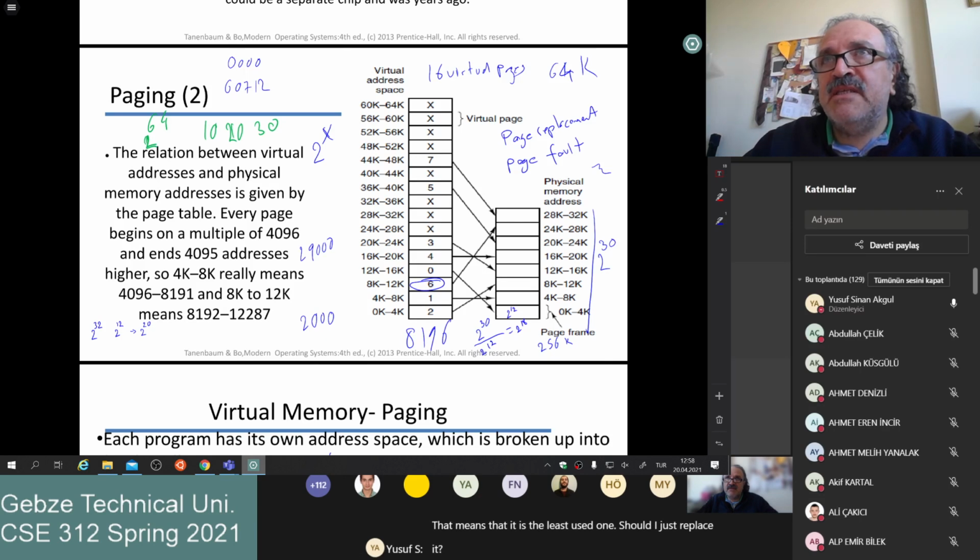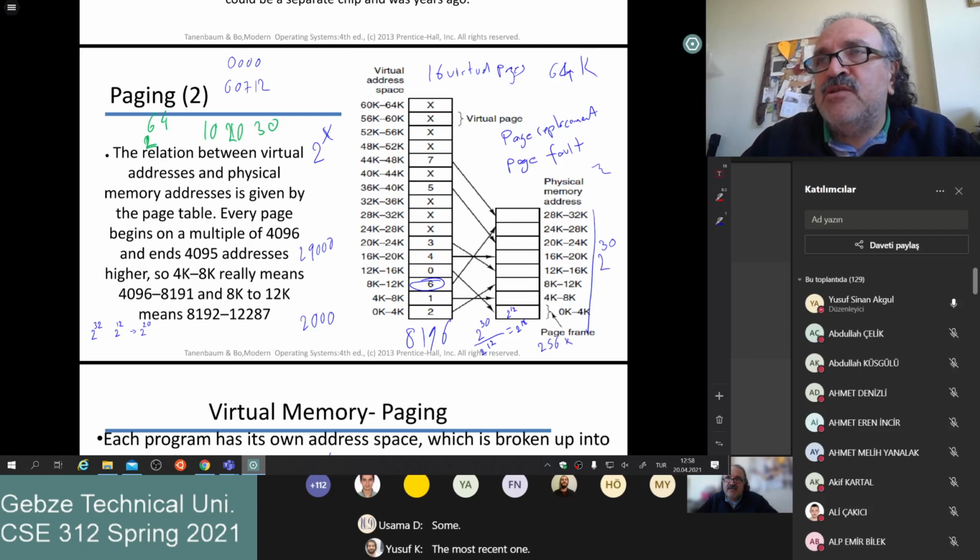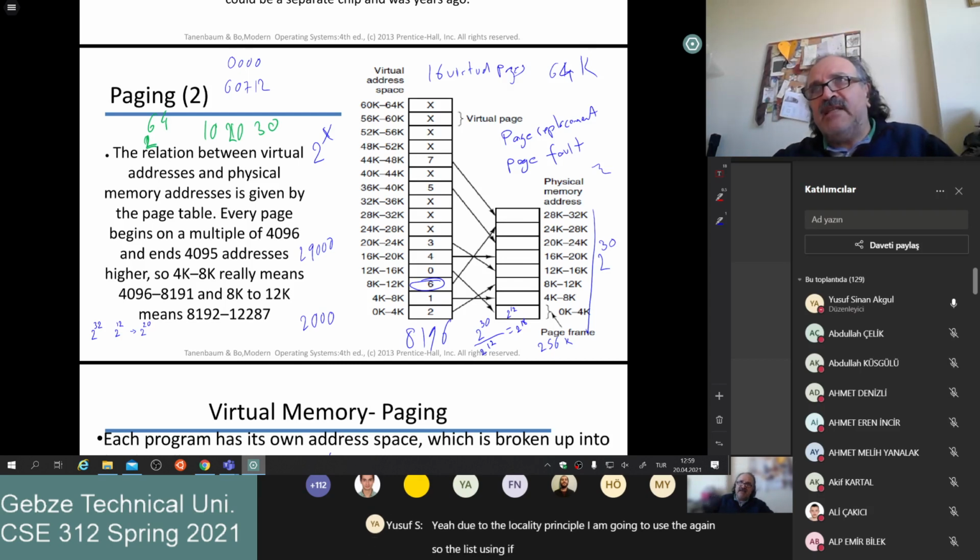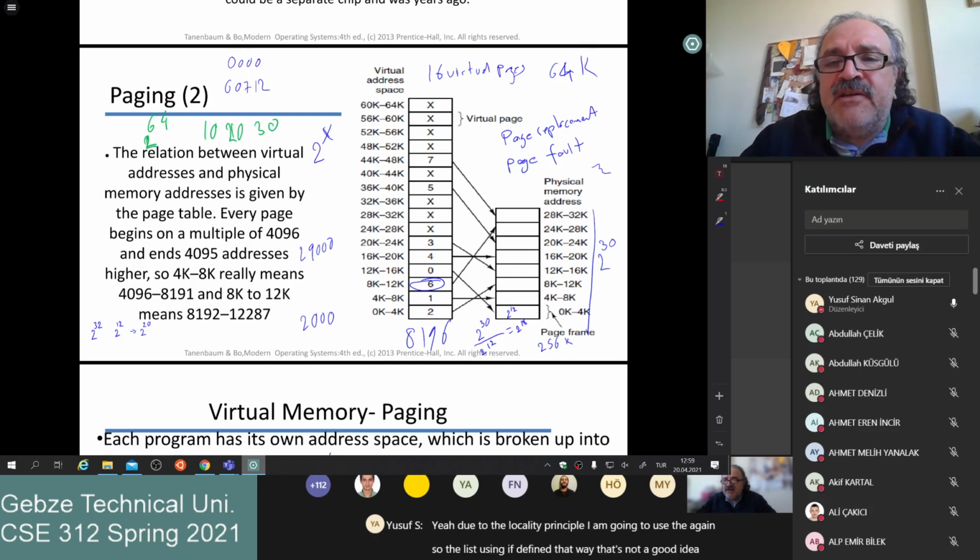No, because it is new. It is expected that it is used only once. But since I loaded it, due to the locality principle, I am going to use it again. So the least used, if I define it that way, that's not a good idea. Okay, what are the other ideas?